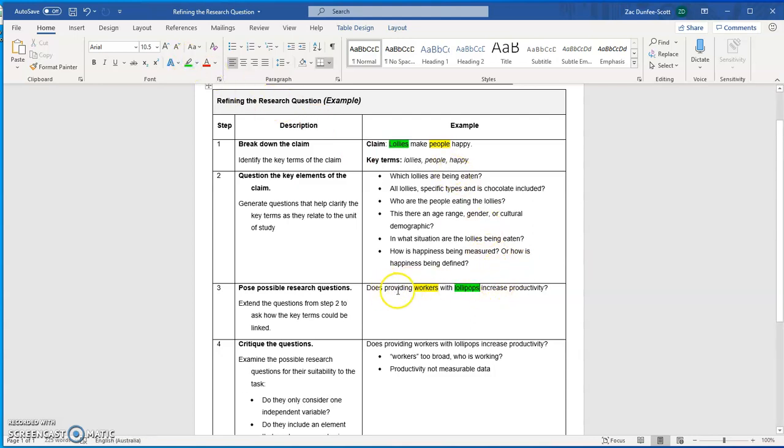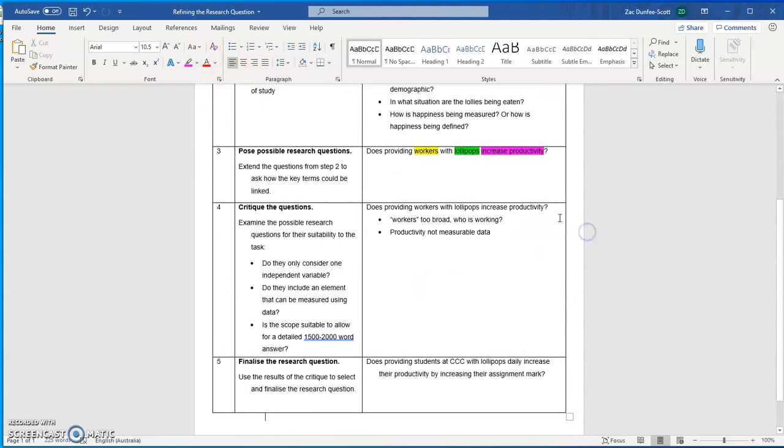And the last one, does providing workers with lollipops increase productivity? In this situation, like I said, happiness isn't defined in the claim and it's very broad, with heaps of different ways we can define it, so you can define it however you see fit. So we've put a measure on happiness by saying if someone's happy, they're going to be more productive at the workplace. So the last thing here is happiness, and increasing productivity is our measure for happiness.